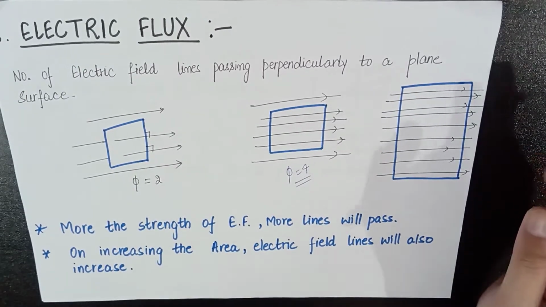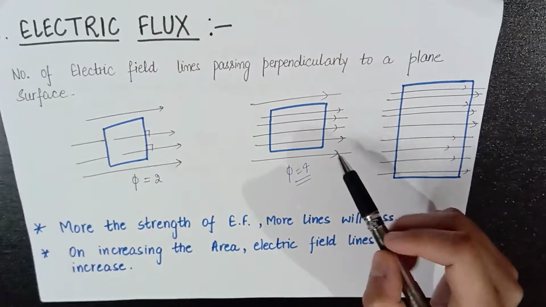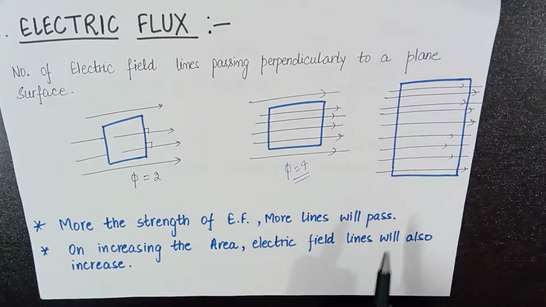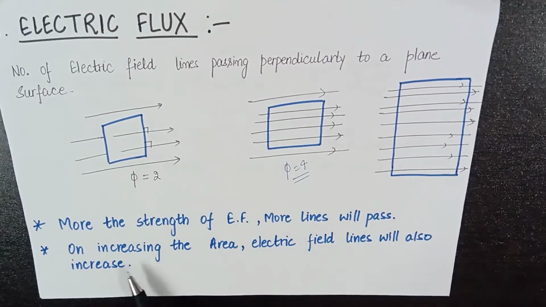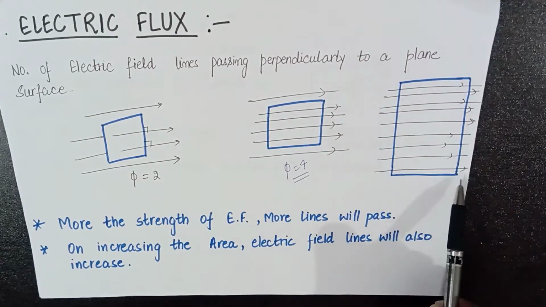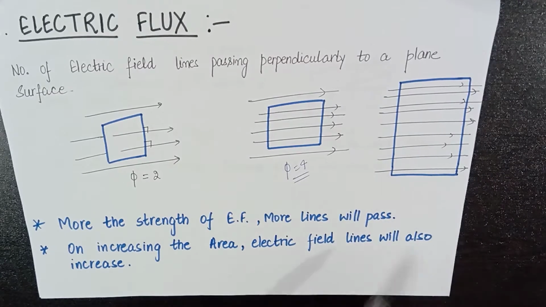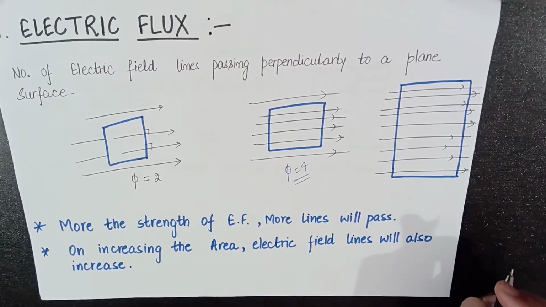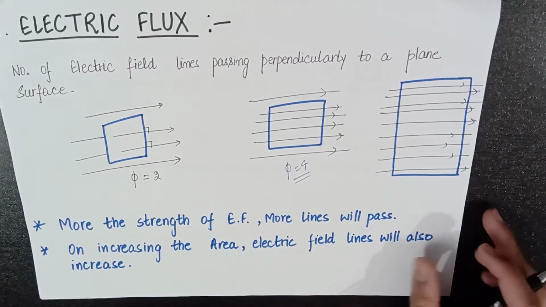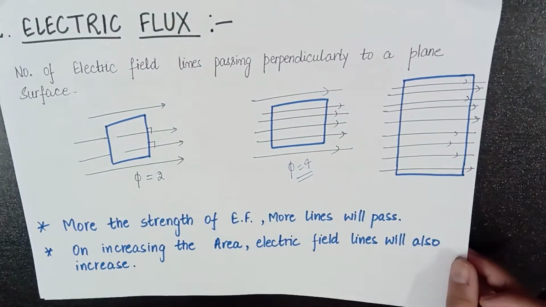If you observe carefully, you will find that the flux is increasing by increasing the strength of the electric field, that is, more lines will pass, or secondly by increasing the area or the portion through which the electric field lines pass. If you are increasing that area, your electric flux will also increase. So by these two ways you can increase your electric flux. This is the concept of electric flux that you should know.